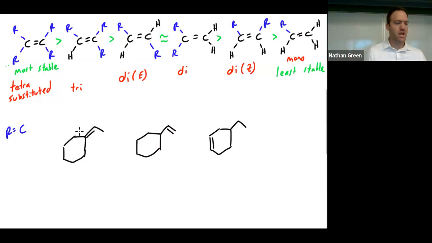Let's do it this way. Which is this, mono, di, tri, or tetra substituted? This is a tri substituted alkene. That's my alkene. I have 3 things attached to it. So this is a tri substituted alkene. How about this one? There's my alkene. I have 1 thing attached to it. It is mono substituted.